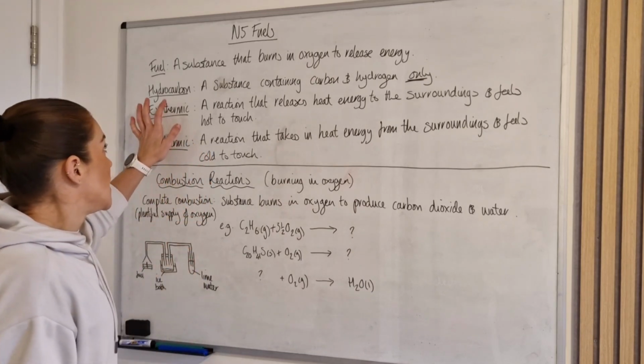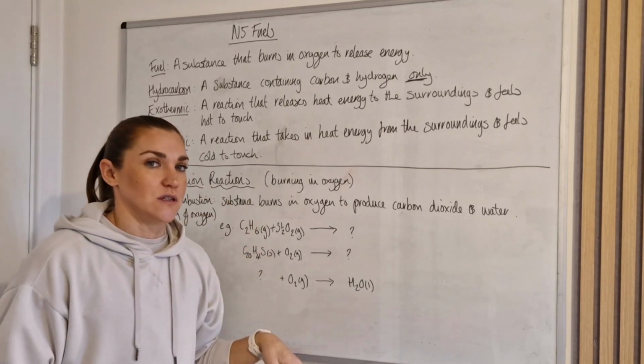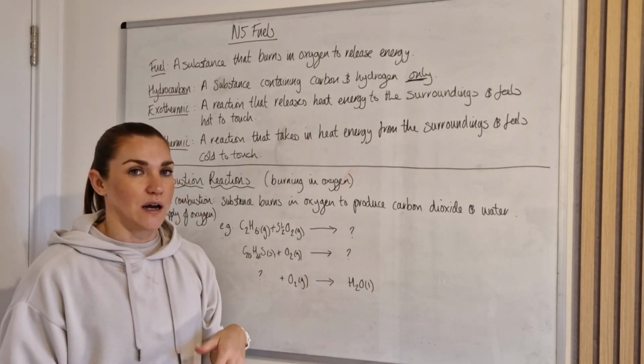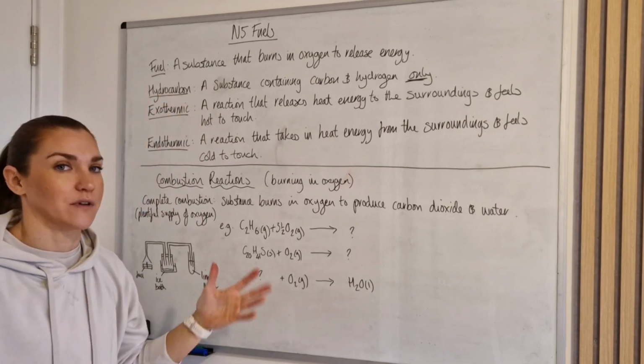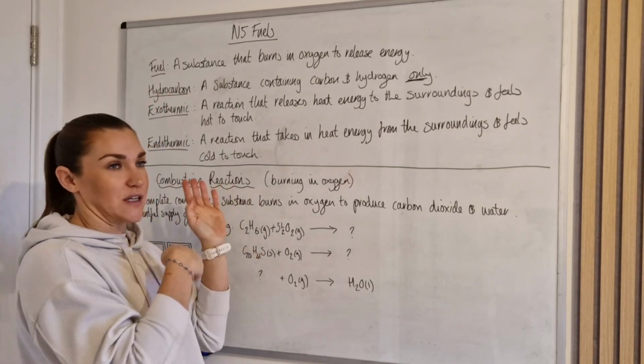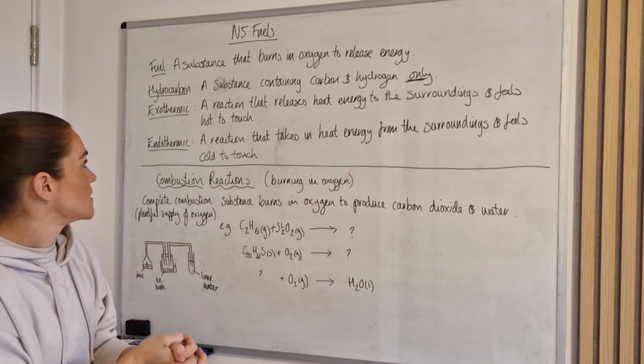Okay. Then we've got hydrocarbon. A hydrocarbon is just a substance that contains only hydrogen and carbon atoms. That's why it's called a hydrocarbon: we've taken hydrogen and carbon and put them together. So that's what a hydrocarbon is.